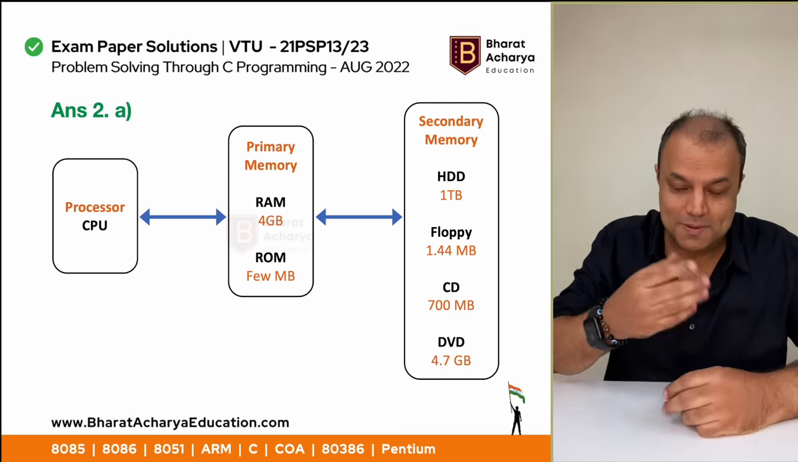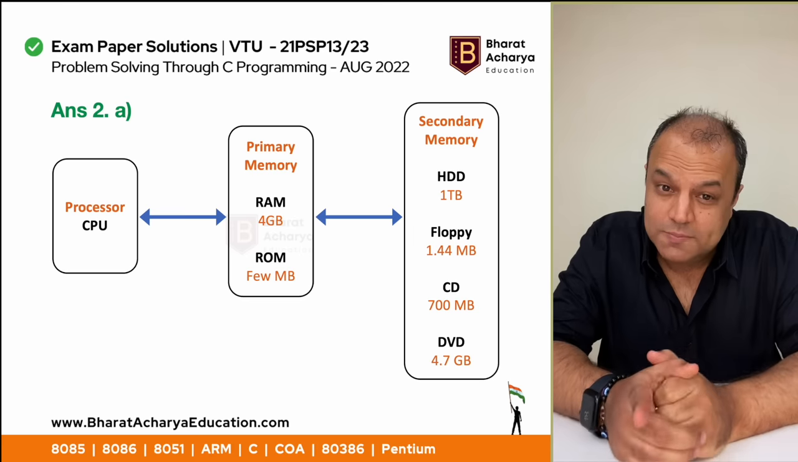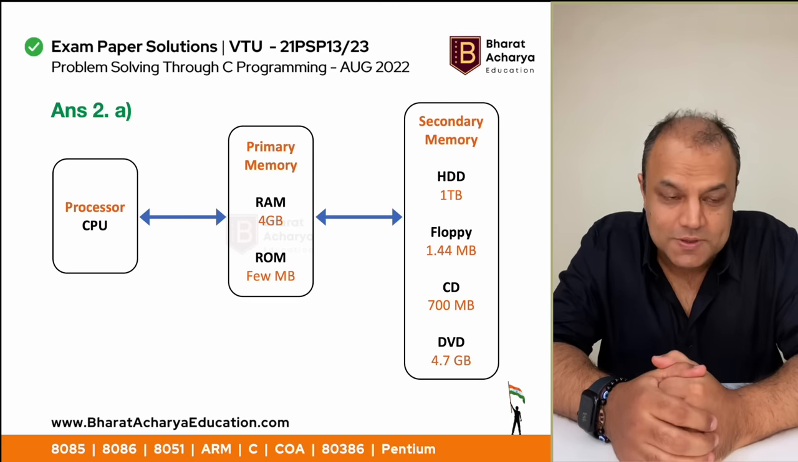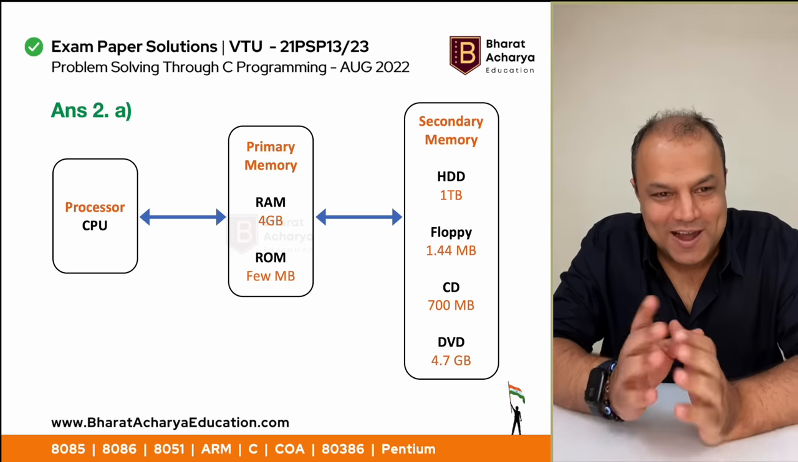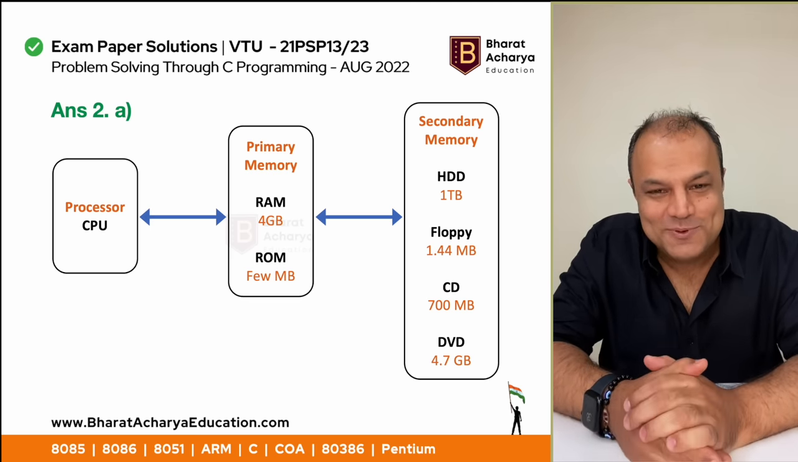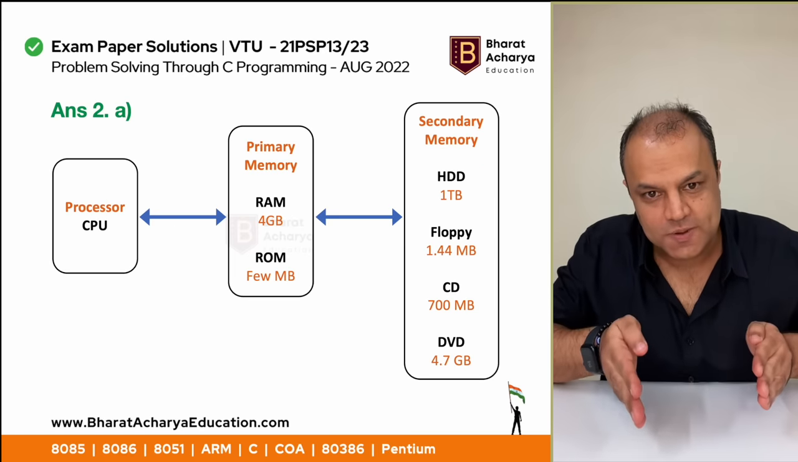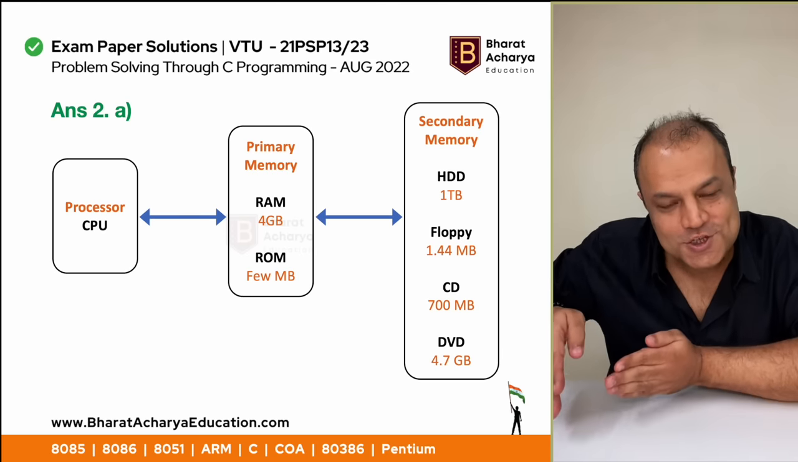So what do you want? May I ask you a simple question? What do you want in a computer? You want your computer to be expensive or cheap? Answer honestly. Honestly, you want it to be expensive or cheap? Cheap. You want it to be slow or fast? Fast. So how do you get a fast and a cheap computer? Work on fast memory and store in cheap memory.